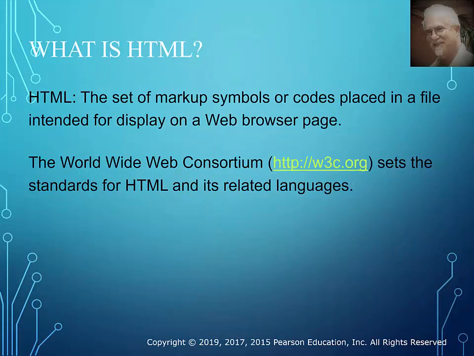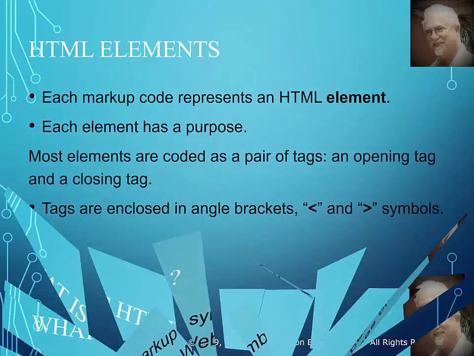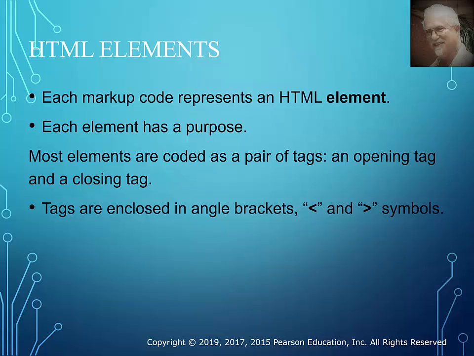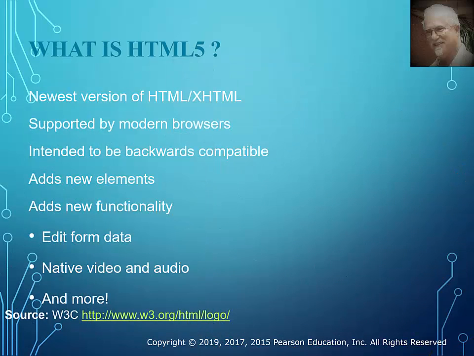So what exactly is HTML? This is a set of markup symbols or codes that are placed in a file, turning it into a flat ASCII kind of file. We're going to use Notepad++. You can download it for free. Most of the things that we call in HTML are called elements. Each element has a purpose, and they're coded as pairs of tags. Most are containers, and they begin with the angle brackets, less than and greater than symbols. If it's not a container tag, it's an open tag or a void tag.